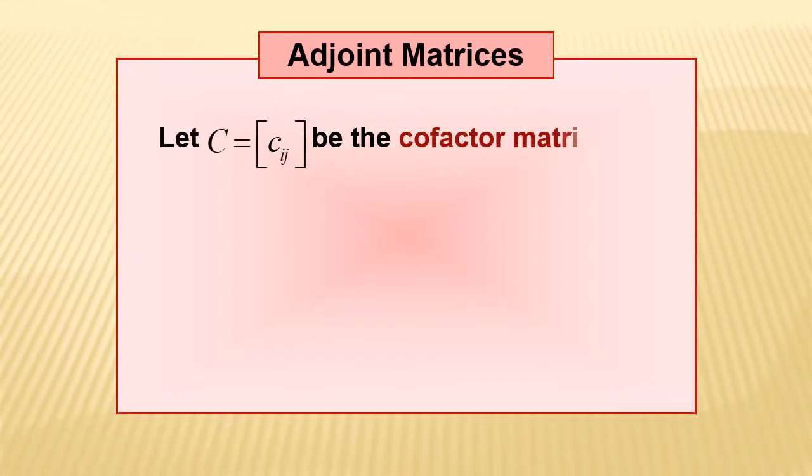So about the adjoint matrix, how do we find the adjoint matrices? For 2 by 2, we just exchange a and d and put the negative for b and c. But how about 3 by 3 matrices?